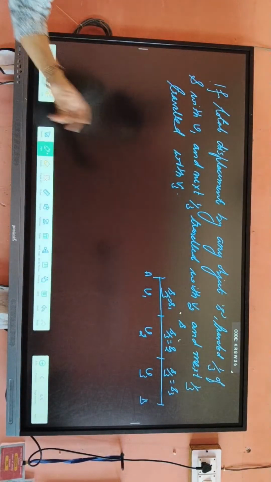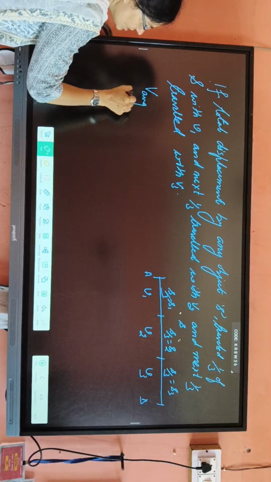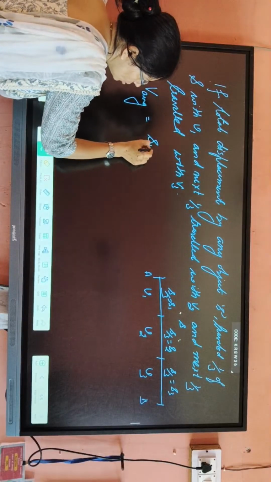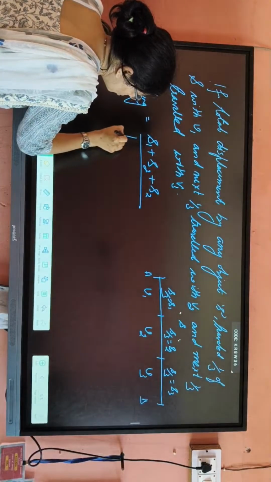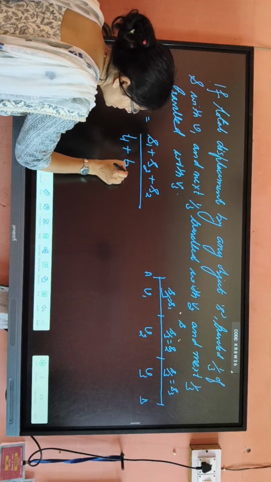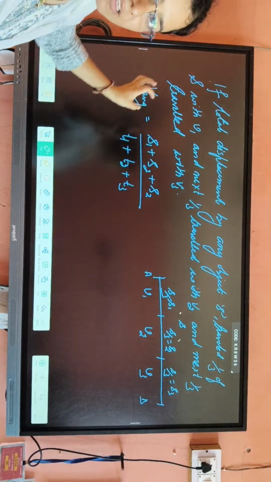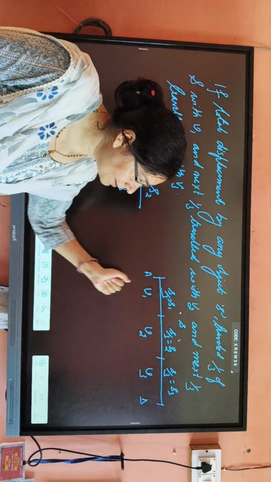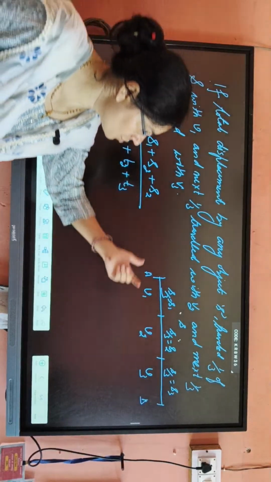Clear or not? So from here, how will we find the average velocity? Now this time we are again applying average velocity as total displacement by total time, t1 plus t2 plus t3. This one is the simple formula of average velocity, total displacement by total time, but this time the time is not given, velocity is given, so we will convert velocity into the form of time.